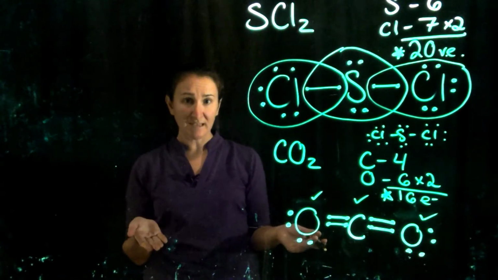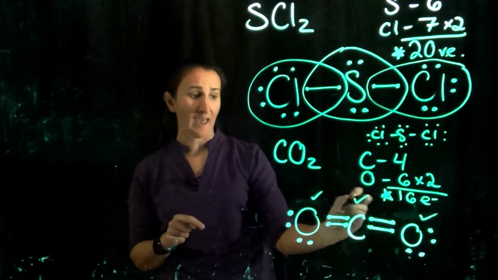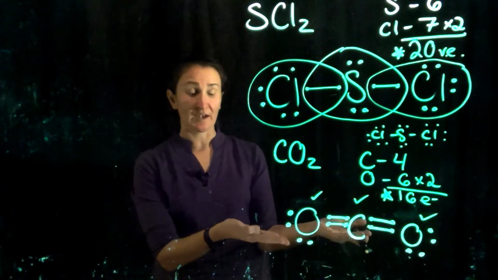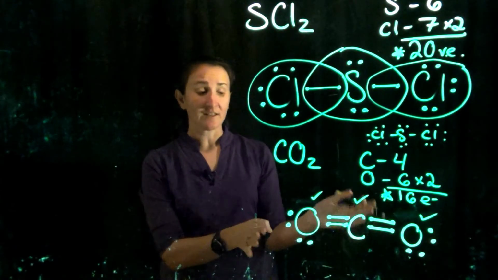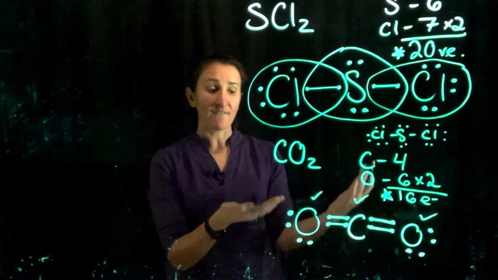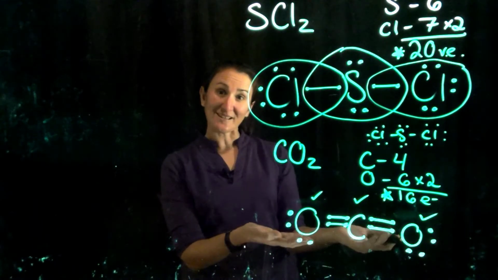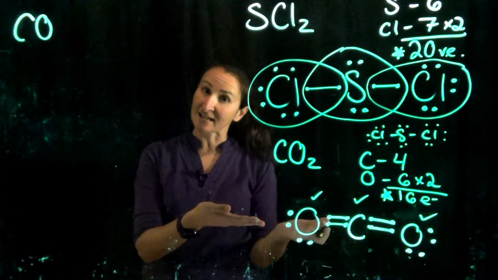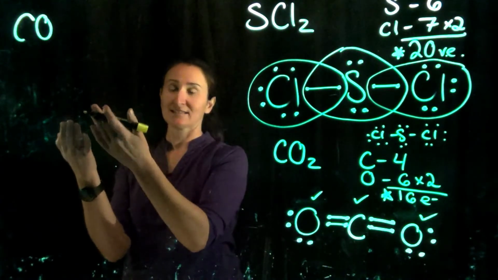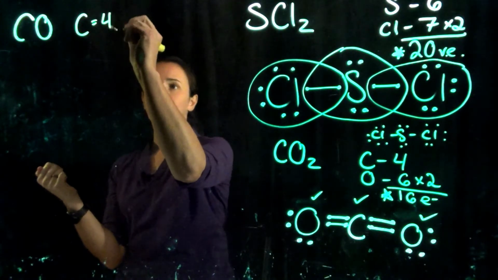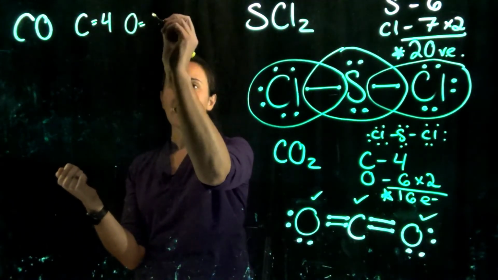So each atom is happy, and the whole molecule is happy because I have the correct number of valence electrons distributed about my Lewis structure. And so that's just another example of how you do Lewis structures for covalent compounds. Let's do another example. We've done carbon dioxide now, so let's do carbon monoxide. So carbon monoxide looks like this. Carbon, we know, has 4. Oxygen has 6.